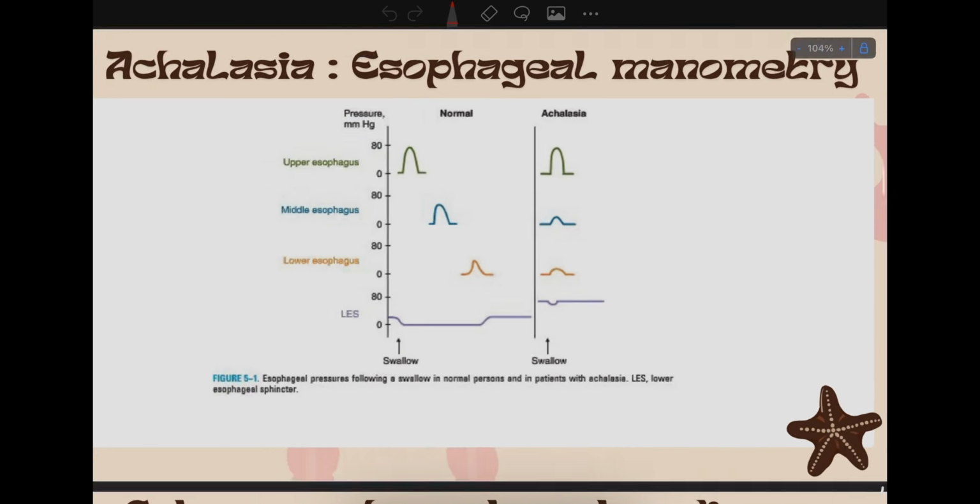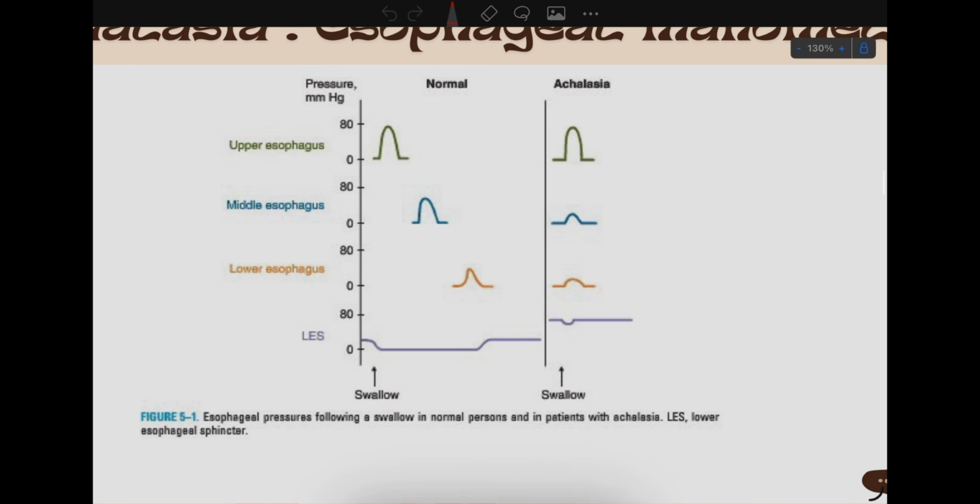Okay, so what happens in the esophageal manometry when you look at these patients? This is the normal esophageal manometry. The resting lower esophageal sphincter pressure is, for example, let's say 20. And then when you swallow, it decreases to 0, and then it increases again.